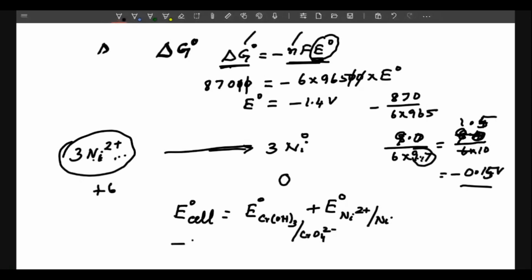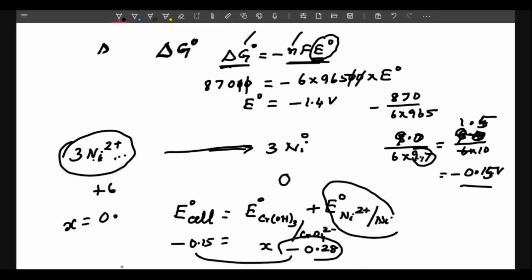E cell is minus 1.5 and this is X. E naught, and this is given. What is given? The reduction potential is given. Here you are also in need of the reduction potential. Therefore, 0.28 volt. Therefore, what is the value of X? X is equal to, bring this to the other side, you will get 0.13 volt. This is the oxidation potential of this half electrode.